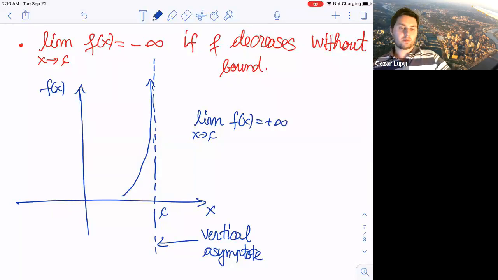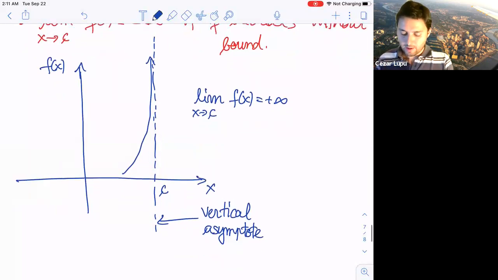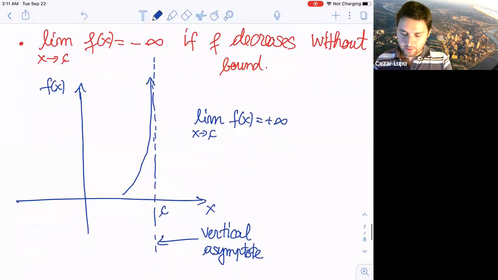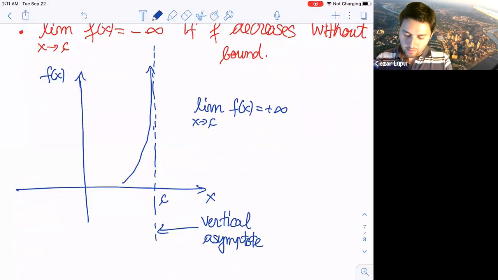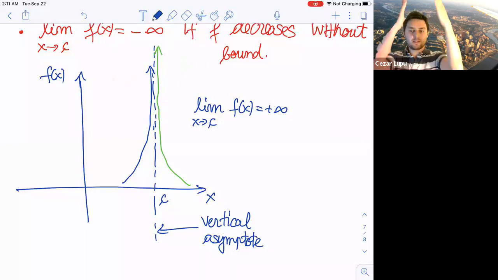This is coming from the left, but you can come also from the right. So you can also go like this, for example. We draw with another color. You can also come like this, right? It's the same thing. All right, this is for the first scenario when the function increases without a bound. As you can see, it increases and it doesn't stop.